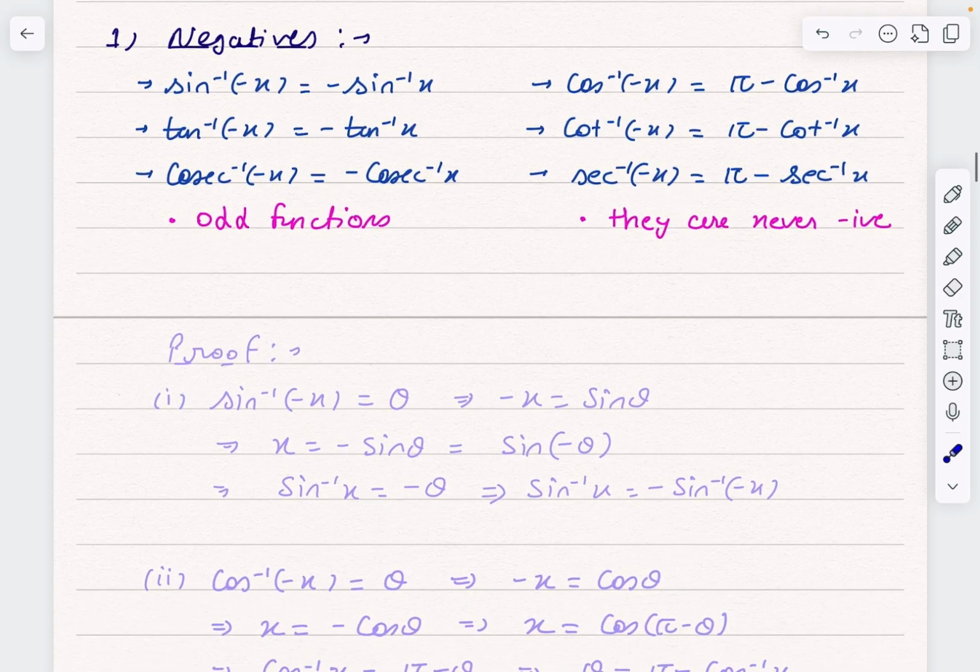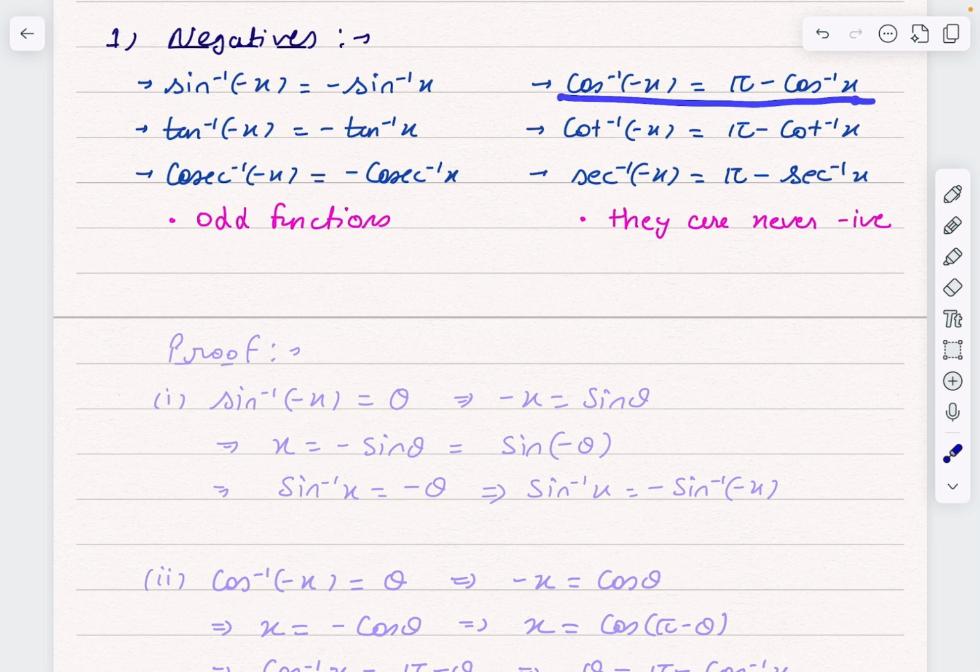See, first we prove for sine inverse of minus x. Same we can prove others too also. Sine inverse minus x, let us say, is theta. So minus x will be sine theta, or we can say x is minus sine theta. And minus sine theta we can also write as sine of minus theta. So x will become sine of minus theta. So we can say sine inverse x will be minus theta. And theta was this thing. So we get sine inverse x is minus of sine inverse minus x. So this proves first one. Same way you can prove second and third also.